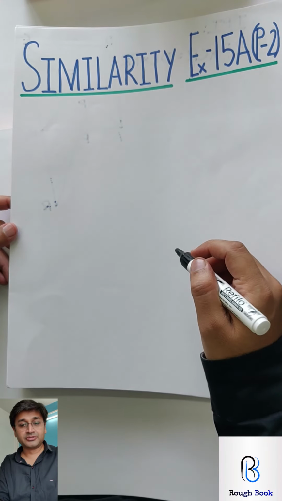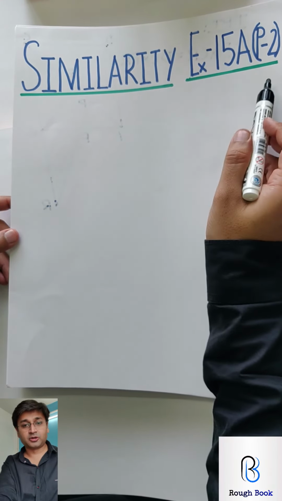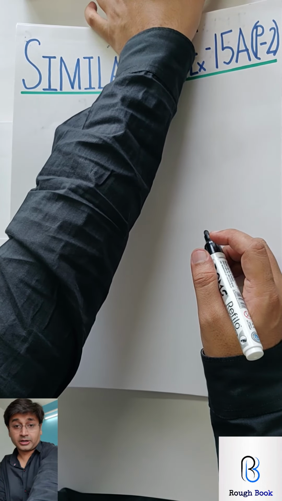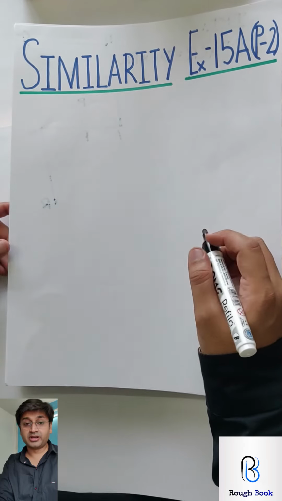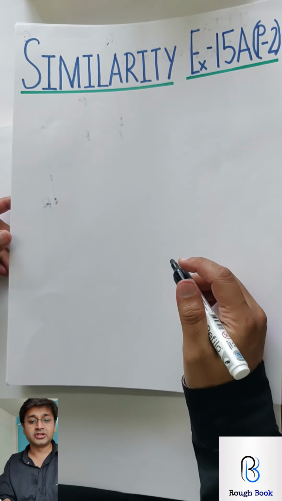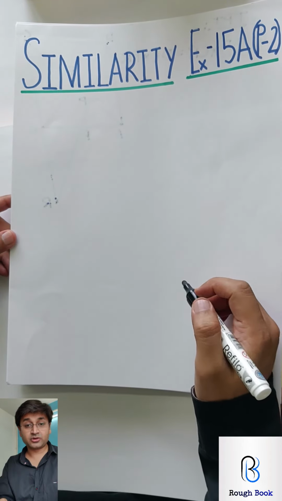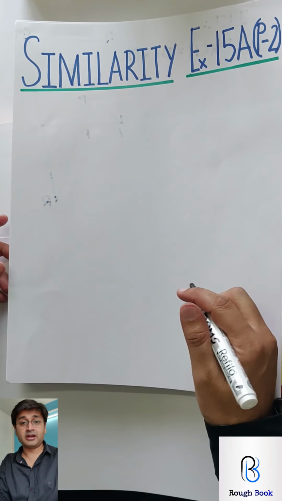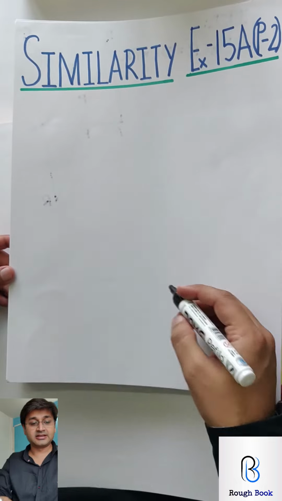Hi, we're getting into similarity exercise 15a part 2. In the previous video we did part 1 and now we're getting into part 2. This first exercise is very important, but there are only two major things you need to remember. One, tests of similarity. Do you remember? Yeah, in the last video we focused on that. And two, CAST and CSST.